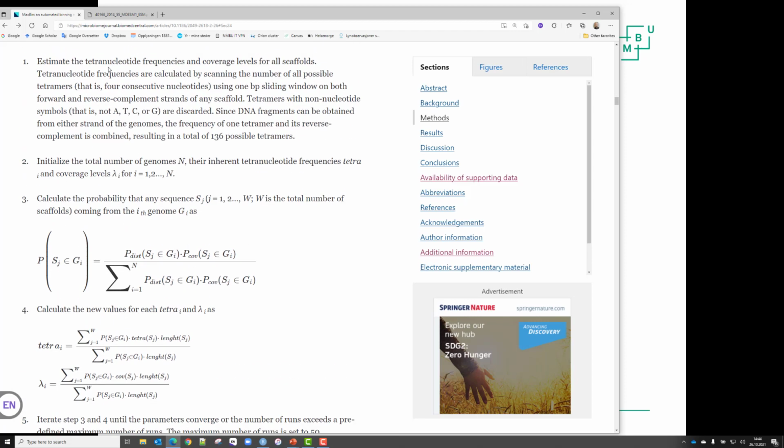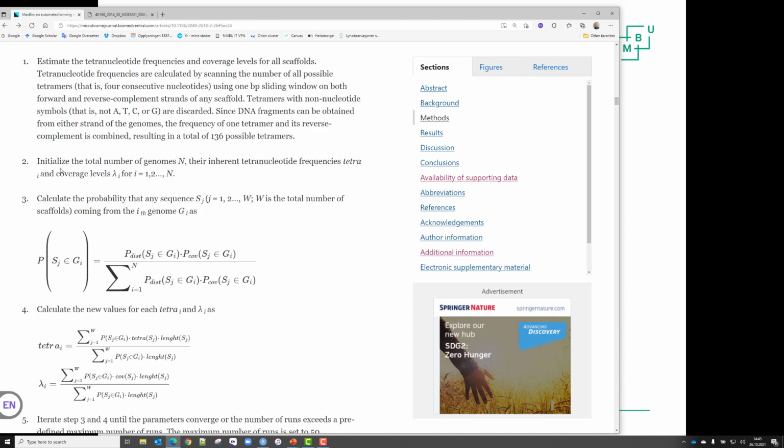First of all, it's these tetranucleotide frequencies that we have seen now. Compute them. And then initialize the total number of genomes, n. We saw how to find this capital N. It was these 107 single copy genes. So instead of X, as I called it, they call it capital N here. That's the number of genomes we think we have in this metagenome. And then each of these genomes must have a starting nucleotide frequency and also a starting coverage level.